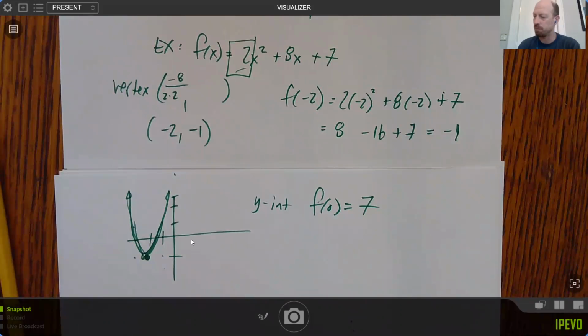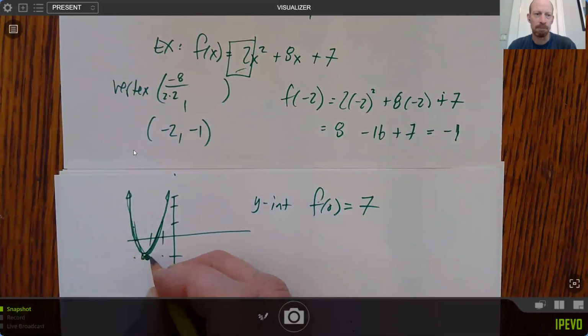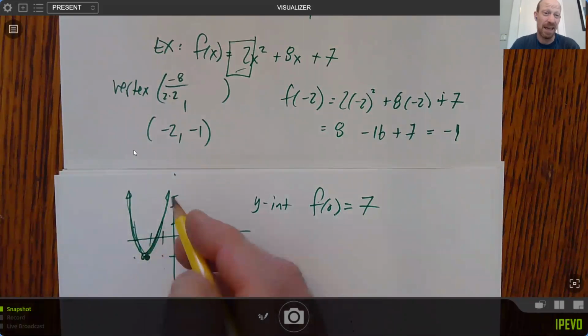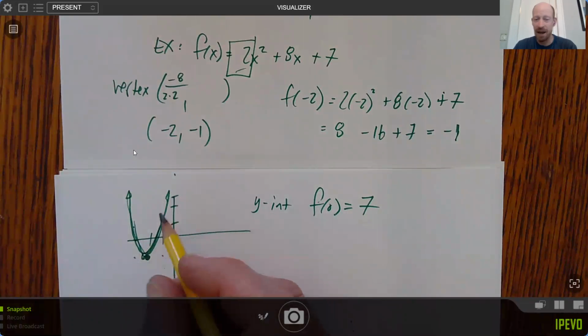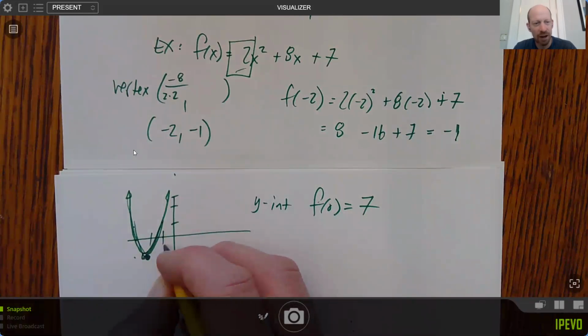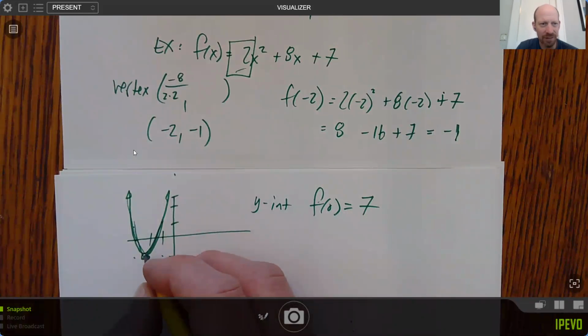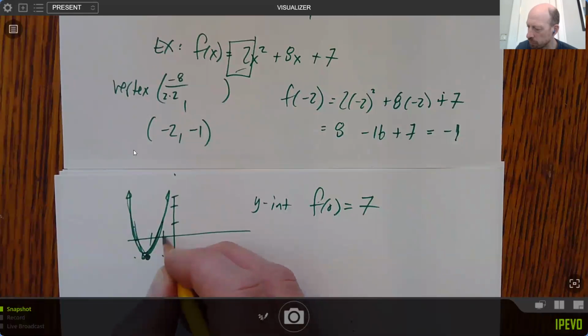So the question is how to graph the A. What does that A value do to the graph? Remember my original parabola that hasn't been stretched or compressed at all? I would go over 1 and up 1. So it would look kind of like this.